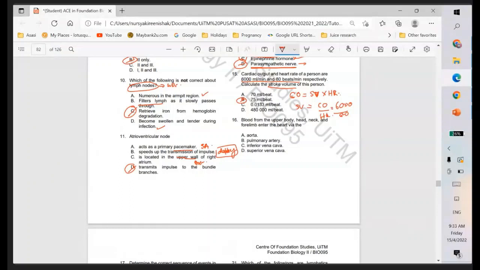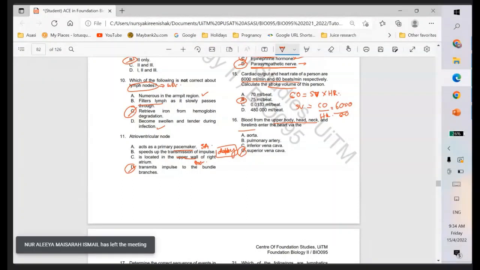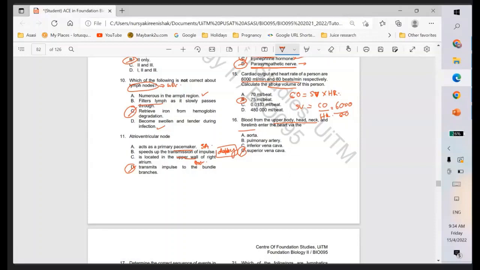Okay, for number 16, blood from the upper body, head, neck, and forelimb enters the heart via the... the answer is D, superior vena cava. Okay, blood from the upper body, head and neck, and forelimb. What is forelimb? You have forelimb, hind limb. So what is forelimb? What is hind limb? Forelimb is the hand, right? Okay.